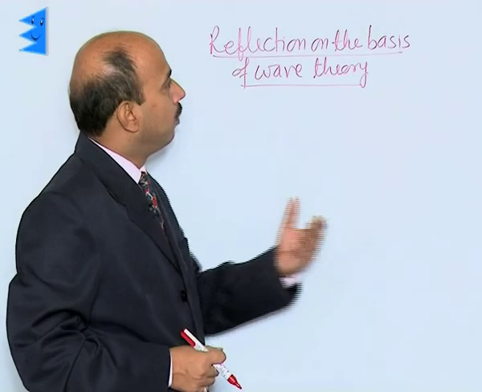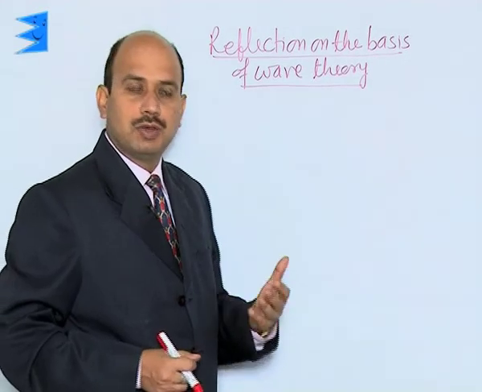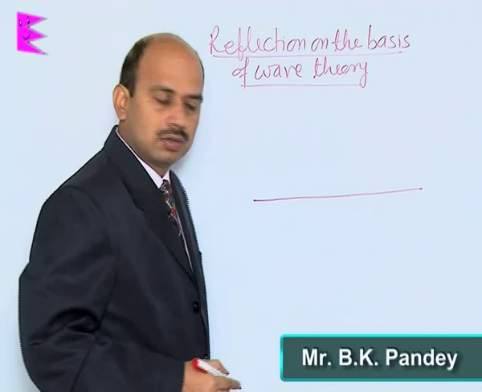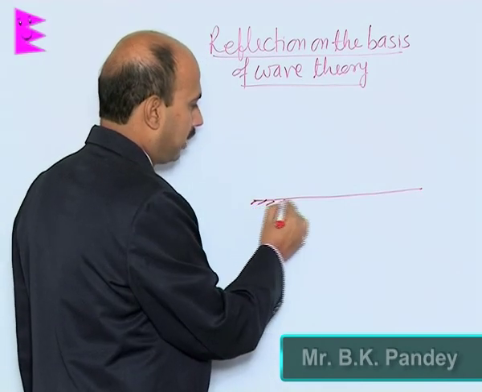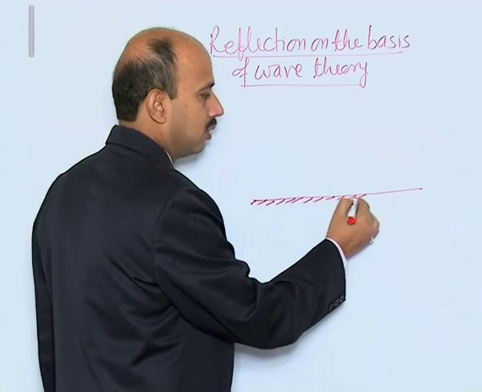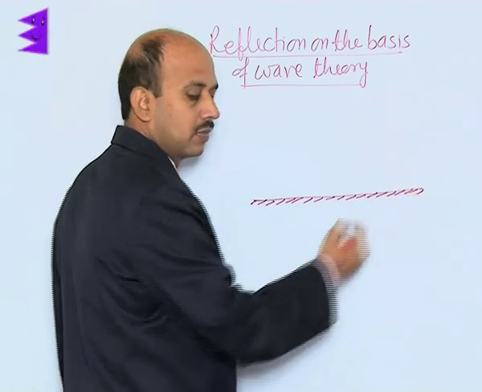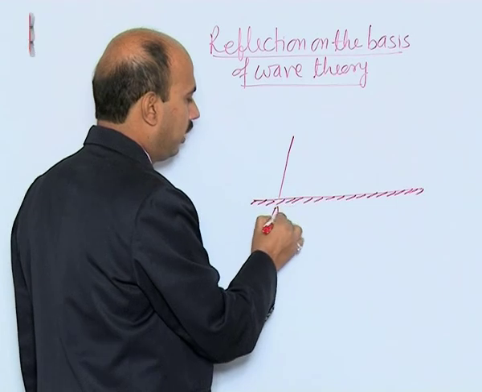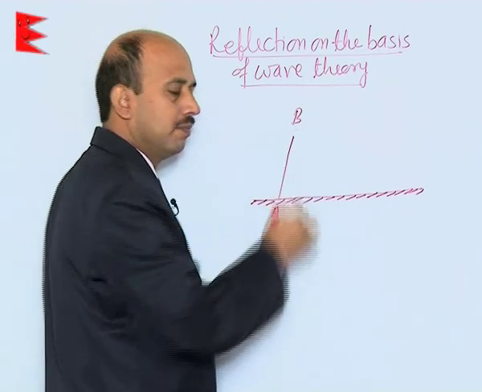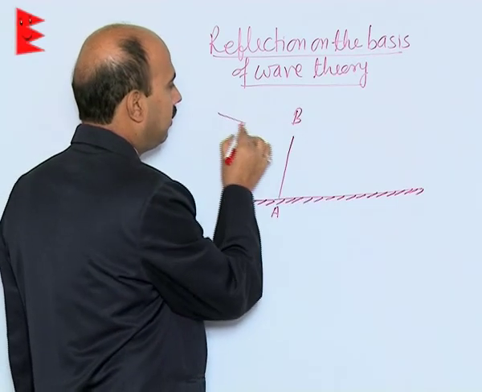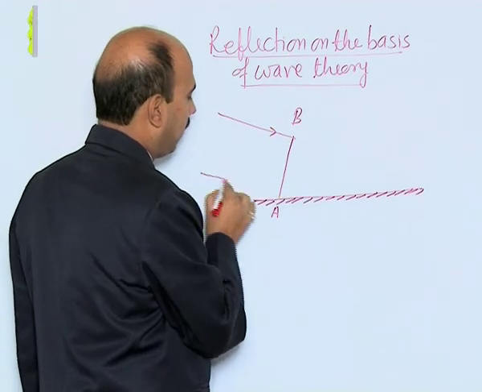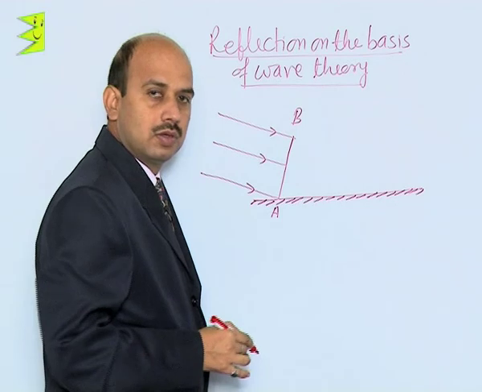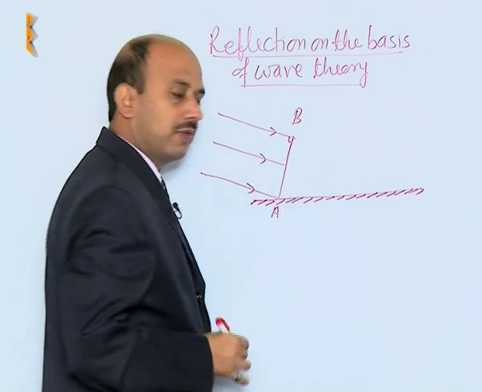Now see here, next topic, reflection on the basis of wave theory. Suppose you have taken here a large plane mirror. Now a plane wave front AB is incident over here, that is A and B, and these are the rays to the wave front which are actually perpendicular to the wave front. So these rays are perpendicular to the wave front.